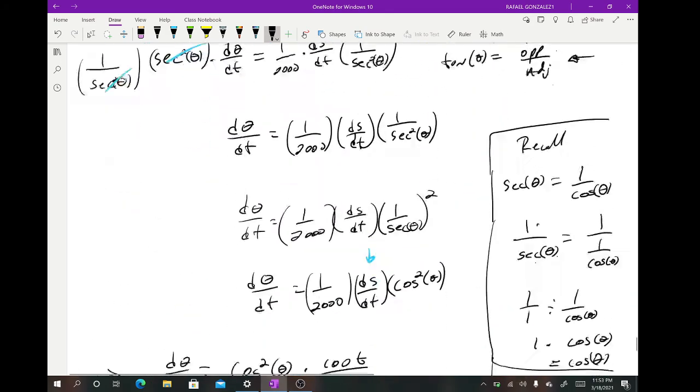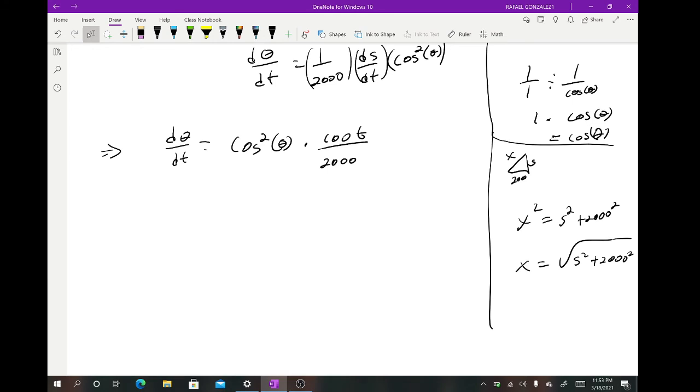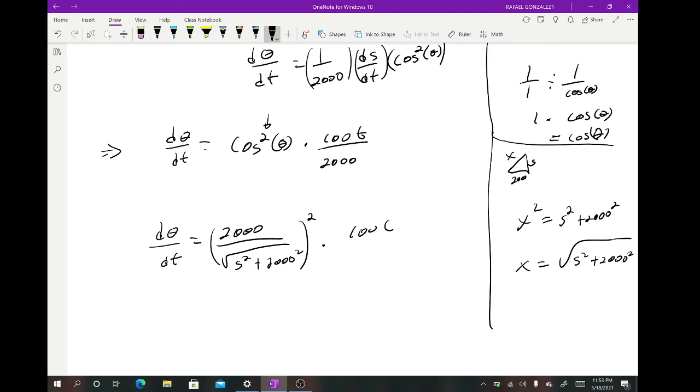But now I know what cosine is, because cosine is adjacent over hypotenuse. And the adjacent side is 2000 and the hypotenuse is the square root of s squared plus 2000 squared. So we have dθ/dt is equal to, and remember this is squared, so I could pull it out. It's going to be equal to 2000, that's the adjacent side, divided by the hypotenuse, which is the square root of s squared plus 2000 squared, the whole thing squared because of the square on the cosine, times 100t divided by 2000.